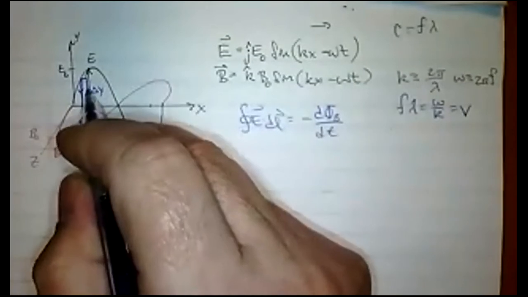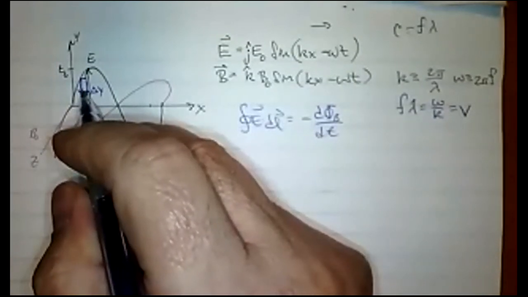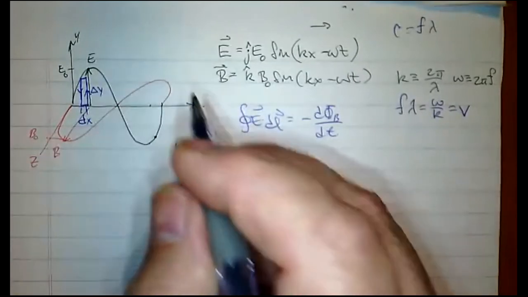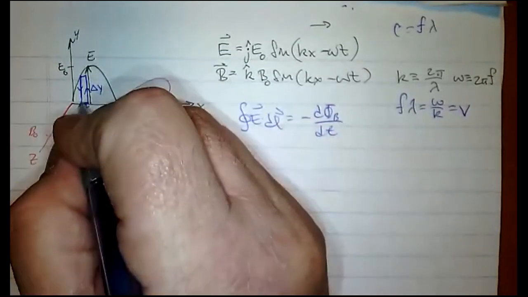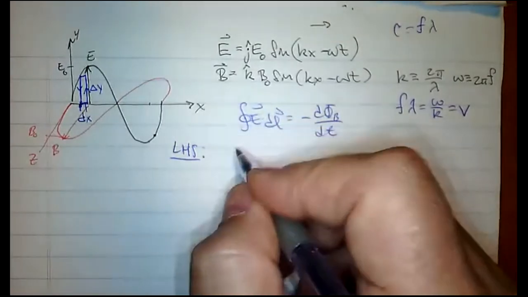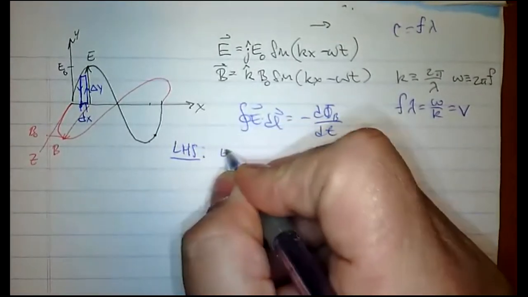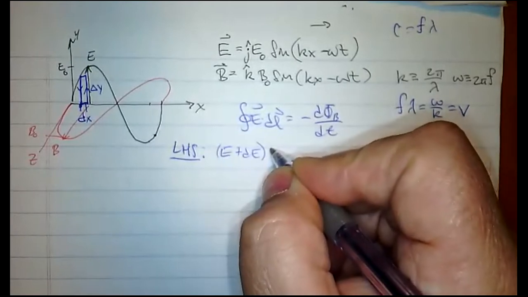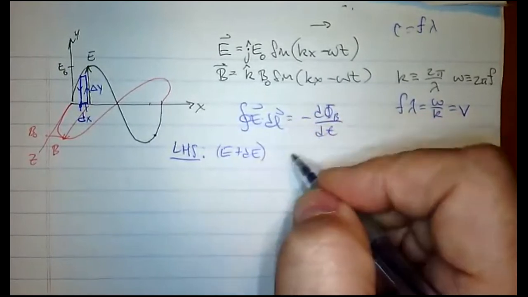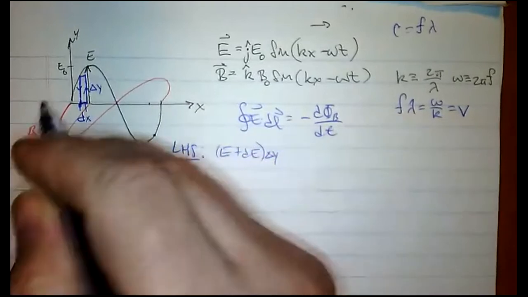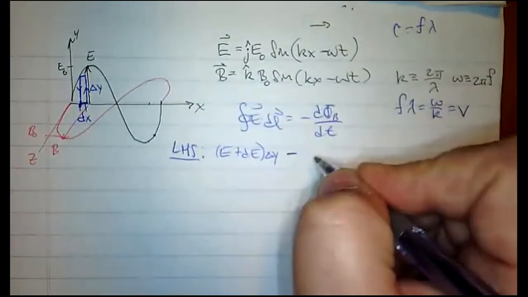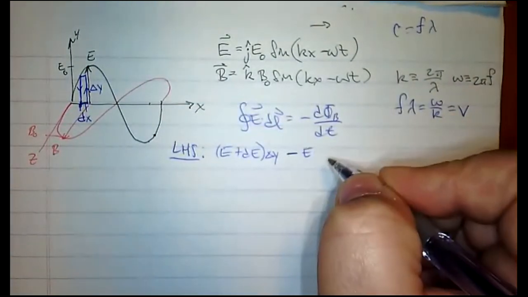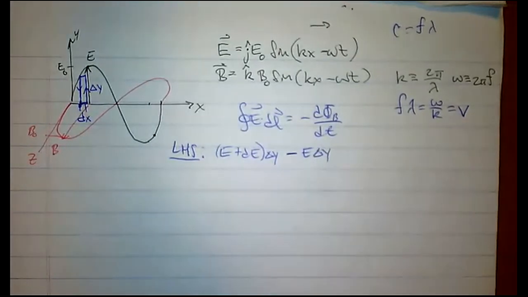So in this case, the electric field is actually going up, and I'm going to say that is actually equal to E plus dE. In other words, this is where E is defined. I go ahead by dE. So I'm going to say E plus dE times delta y, minus, this one's going the opposite direction, so I got a minus, and that's just going to be plain E times delta y. That's the left-hand side.